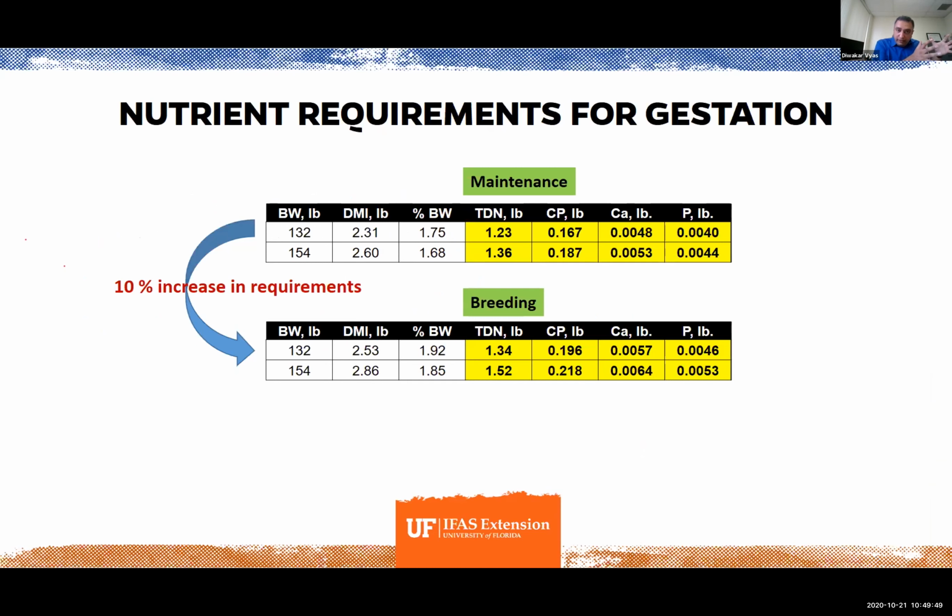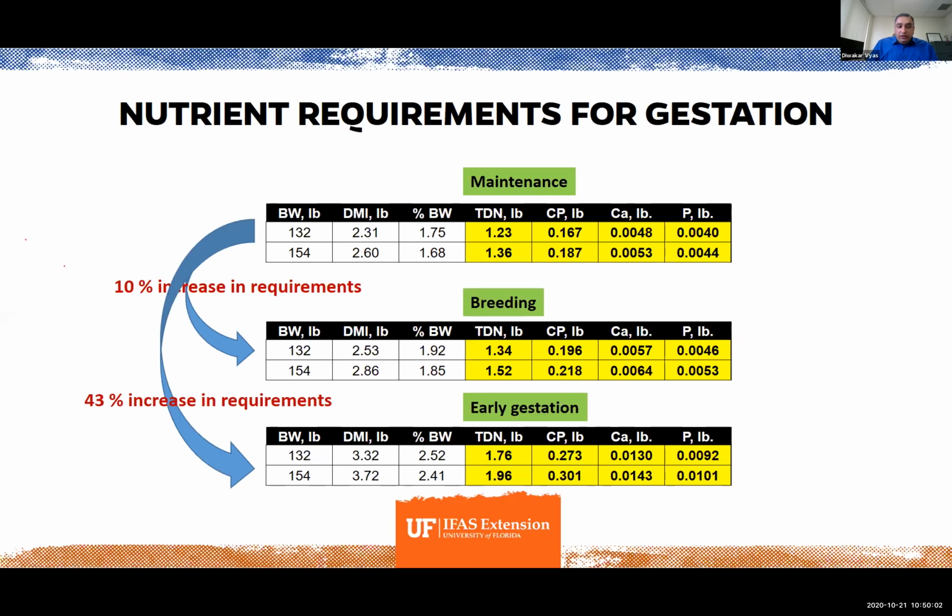Okay, now we covered maintenance, we covered breeding. Now let's move on to gestation. And this is just the initial part of gestation, the first 100 days of gestation. Let's just appreciate the difference in nutrient requirements now. For breeding, I said it is a 10% increase in the requirements, but for gestation, you can see that there's almost a 43% increase in the requirements.